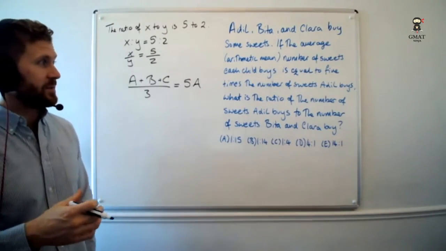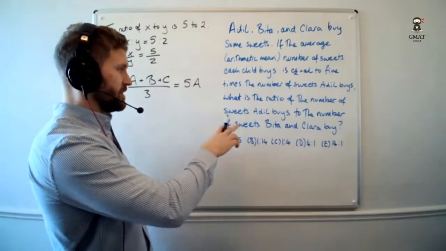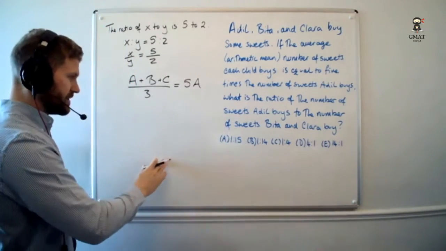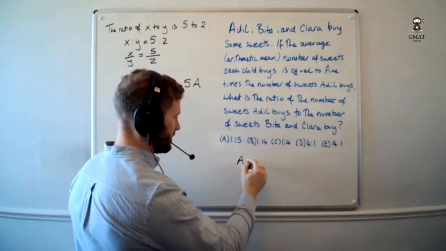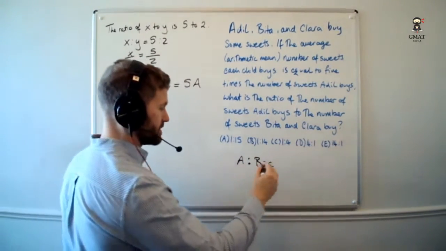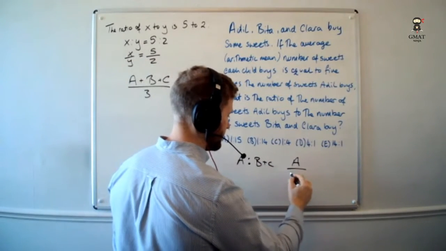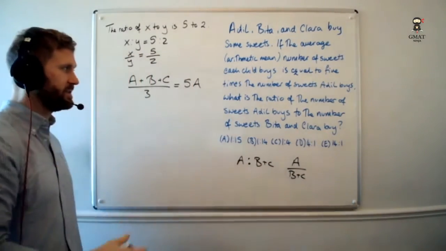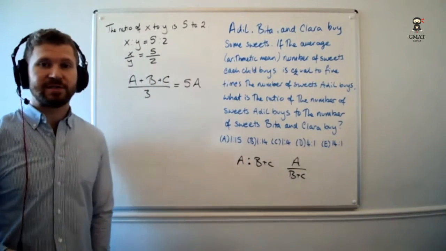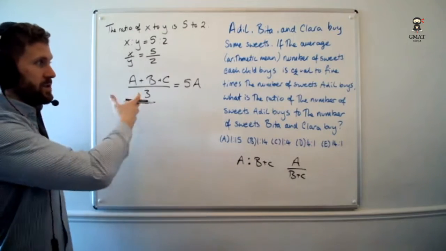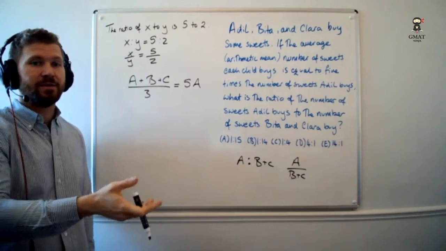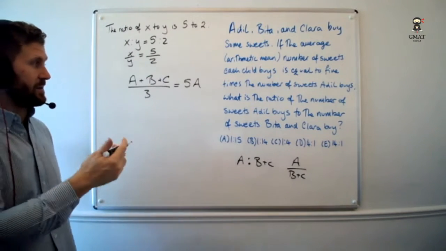Now, what I'm aiming for at the end of this is the ratio of the number of sweets Adil buys to the number of sweets that Beta and Clara buy. So eventually, I'm looking for something that's A to B plus C. Or in other words, as we said, that's the same as saying A divided by B plus C. If I can arrange this expression into either of these formats, then I'm going to be able to translate that into my answer. So with this one, I've got a B and a C here. I've got some A's. Why don't I group the A's together, keep the B's and the C's together, and then I'll see where I end up.